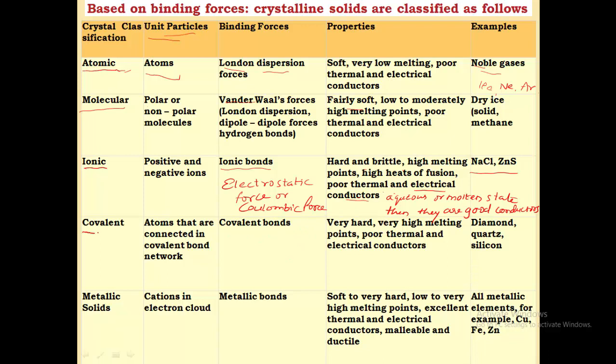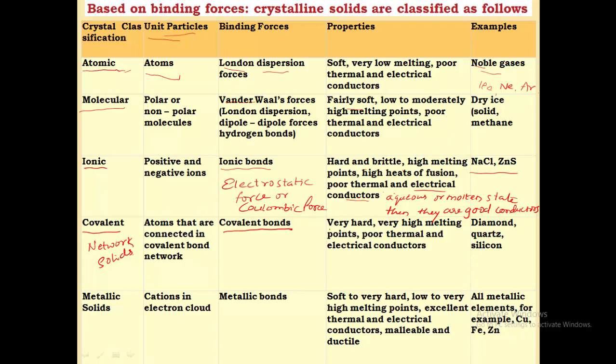Then the next one is covalent solids. Here the atoms are connected in a covalent bond network. Hence these are also known as network solids, covalent solids or network solids, or giant solids. These have giant molecules. Single atoms combine to form a large network structure, so they are network solids, also called giant molecules. The binding force present between these atoms is covalent bonds, hence they are called covalent solids.